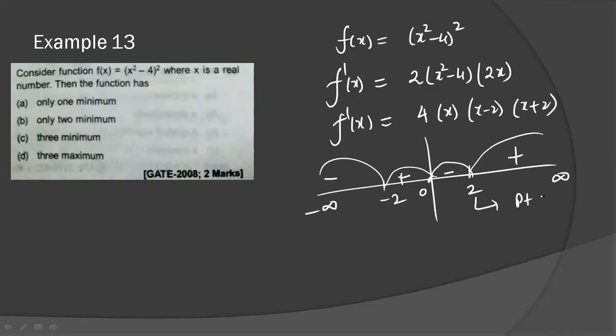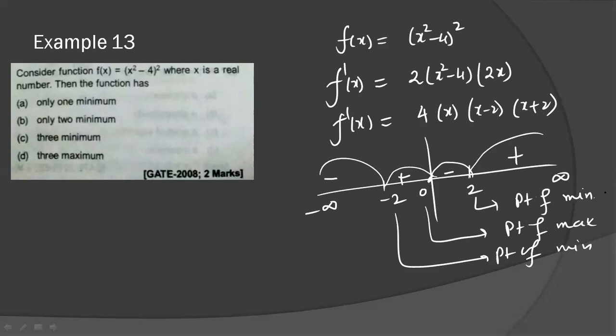This is your point of minimum. From the right hand side, the first point is always a point of minimum. This is a point of maximum, local maximum. This is a point of minimum. So how many local minimum points are you getting? You are getting 2 local minimum points, and you are getting 1 local maximum point.